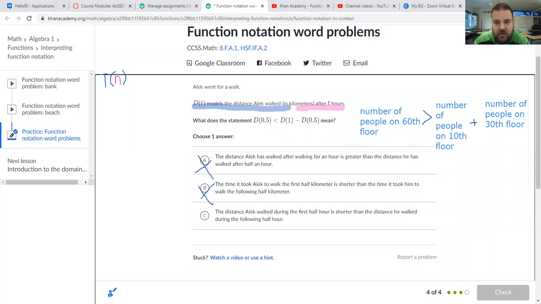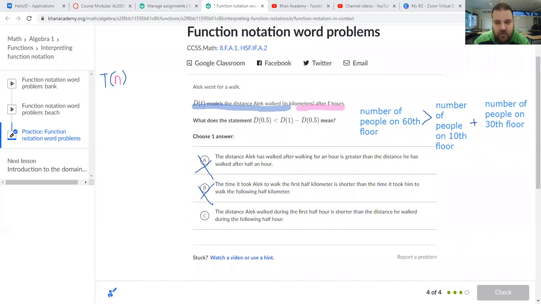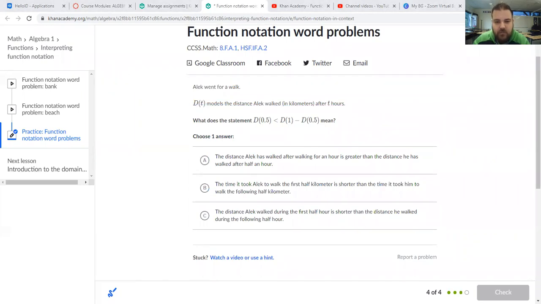All right, here, let's go ahead and clear this out. We got one more to go. 3 for 3. I'm feeling good. Alec went for a walk. We got ourselves D of T. D of, and my input's going to be T. I like this color coding kind of concept. It seems to work for me. If it doesn't work for you, oh well. But it seems to work for me to have some color codedness to this.